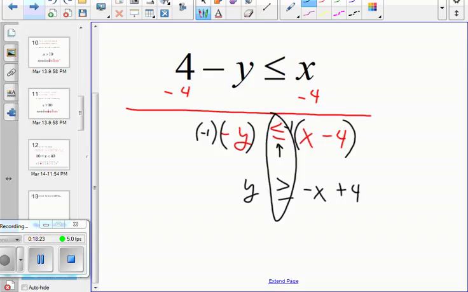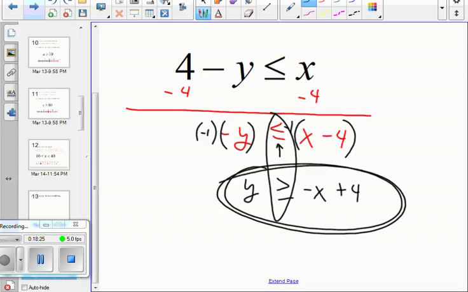Now that we've done this, this can be graphed, and then you shade. It's so simple. If it says greater, does that sound like above or below to you? Above, and it is. As long as you solve it for y, then you can just do what it sounds like. If it says greater, you go above it. If it says less, you go below it.